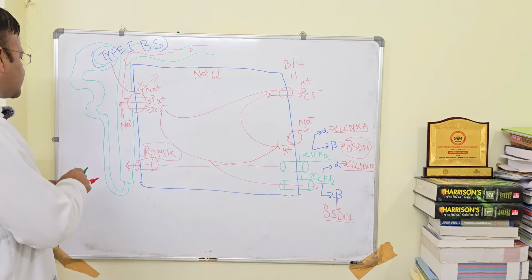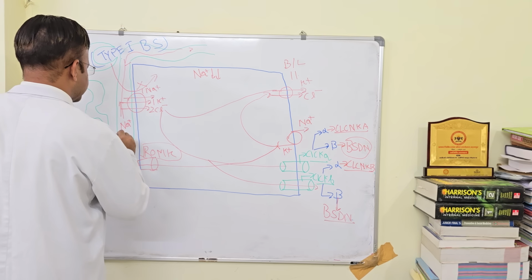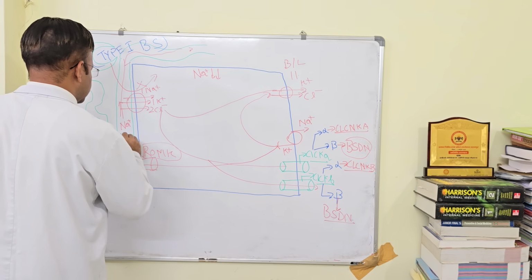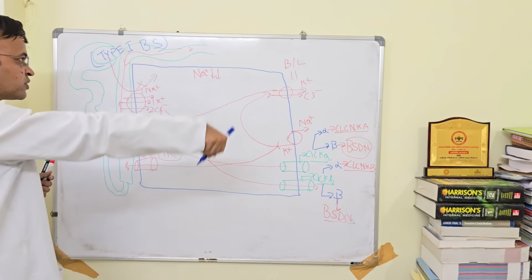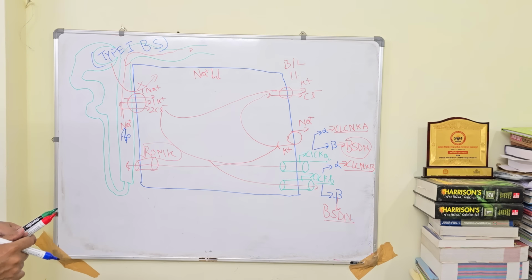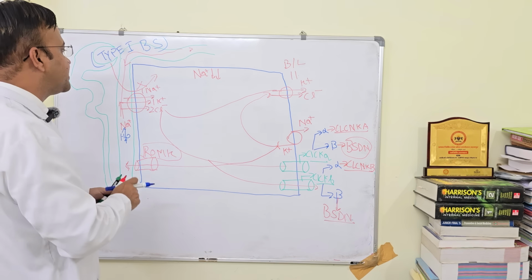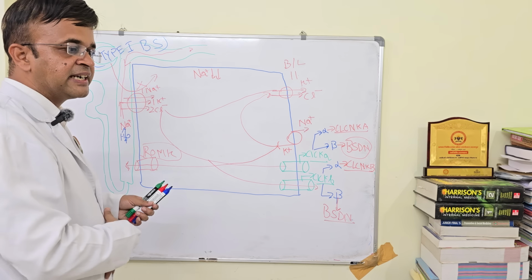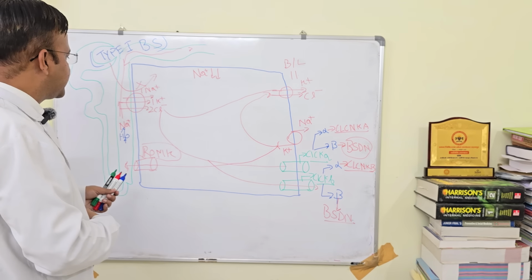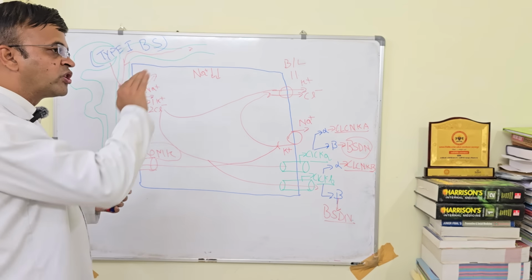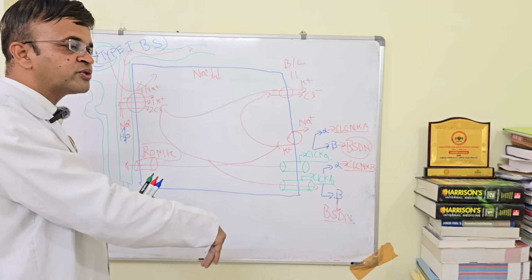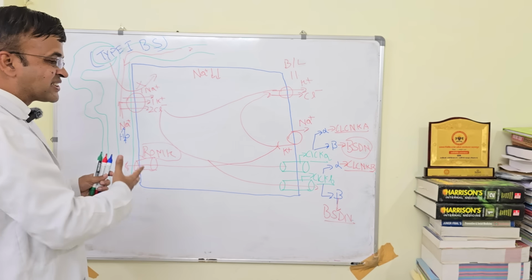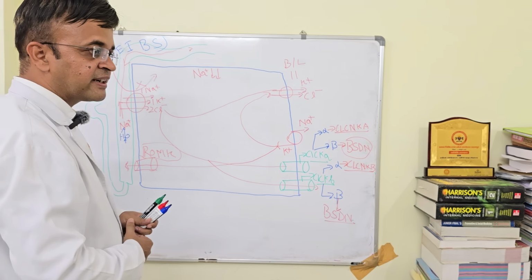So wherever sodium goes, the water also follows. So even the water will be excreted out, and it will lead to polyuria. Suppose there is a fetus inside a mother's womb, and this syndrome happens. Now sodium is going outside, water is going outside. That means that fetus has got polyuria.